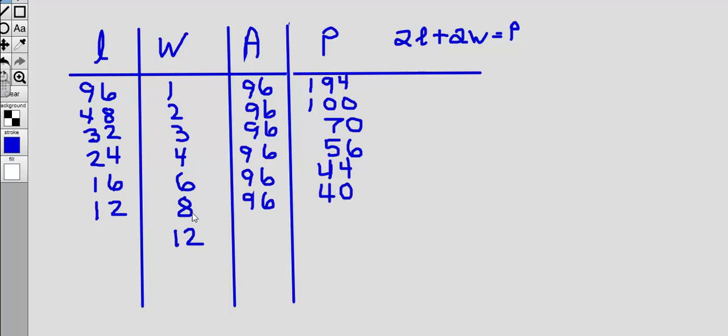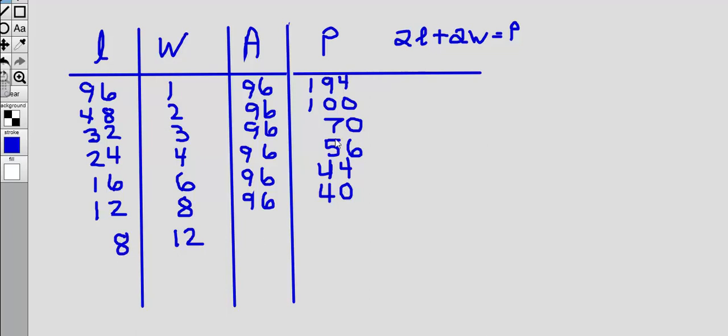All right. Now notice I don't have 9 on the list. 9 does not go into 96. You get decimal answers if you divide it in. 10 doesn't go in. 11 doesn't go in. 12 goes in. But if we put that in, aren't we just going to get the same numbers we have up here? And if we found the perimeter of this, we would still get 40.